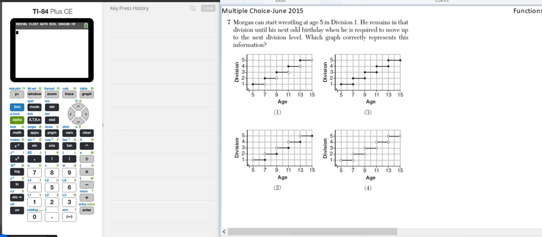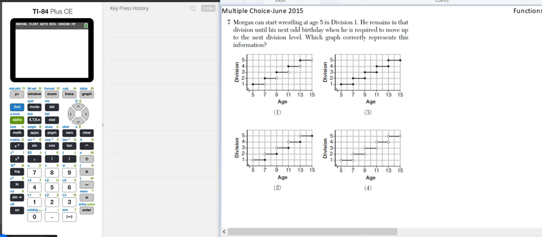Let's look at another Regents question. Question number 7 from the June 2015 Algebra 1 Regents. Morgan can start wrestling at age 5 in Division 1. He remains in that division until his next odd birthday, when he is required to move up to the next division level. Which graph correctly represents this information? And then we're given 4 graphs as answer choices. What we need to do is match the correct graph with what they tell us in the question.